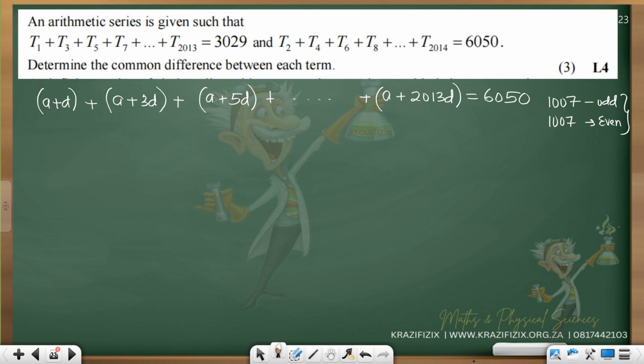All right. What about the next one? What is T1? T1 is A. What is T3? A plus 2D. Okay. I'm seeing something. T4. A plus 4D. Okay. And if we continue, what's the last one? A plus 2012D. Oh, this is interesting. 3029. May I ask, before we continue, are you okay with my interpretation?